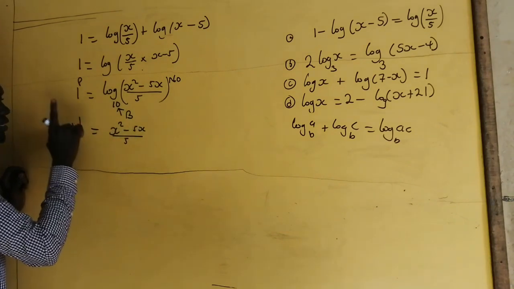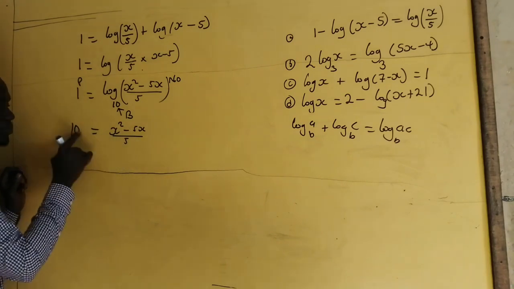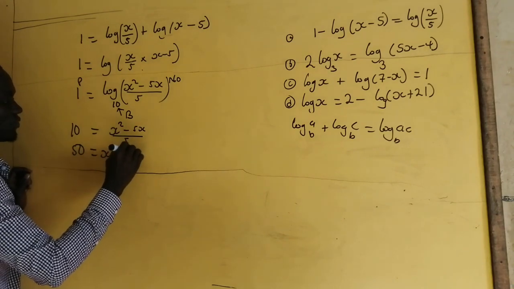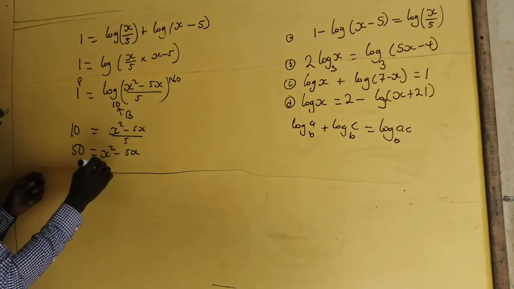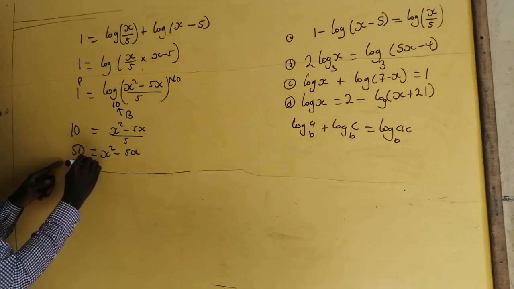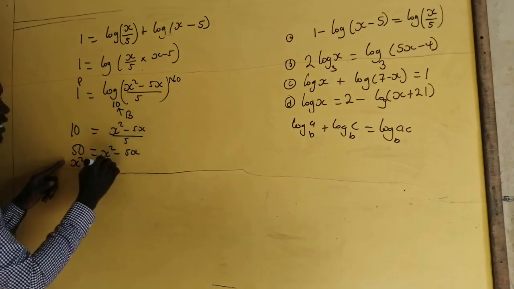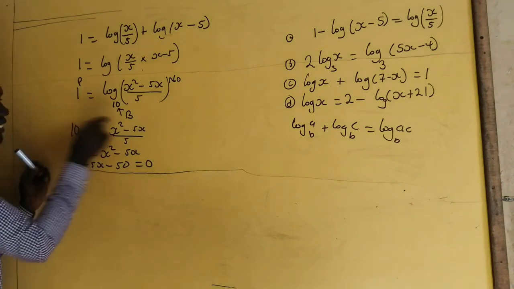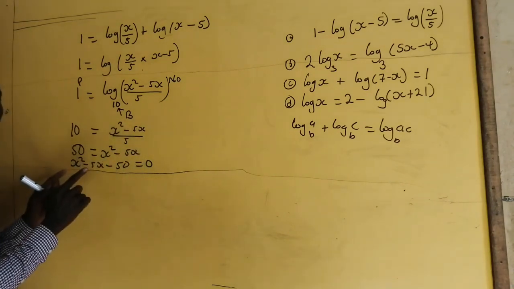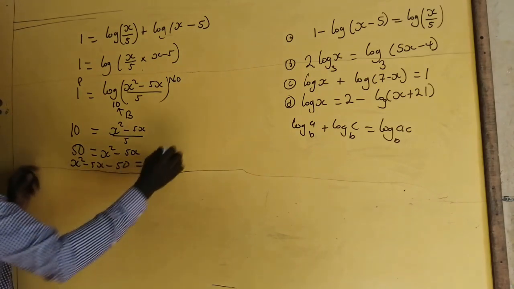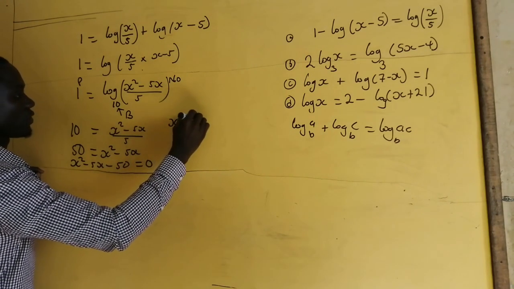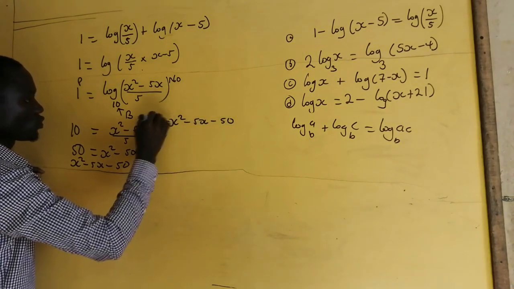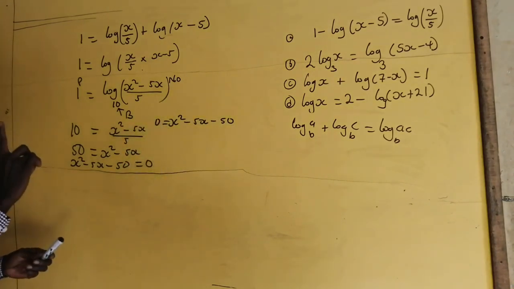10 to the power 1 is 10. So we multiply 2 by 5 to get 50 equal to x squared minus 5x. Now if we group like terms, we have x squared minus 5x. This 50 comes across, it becomes minus 50, equal to 0. Remember, I've sent the 50 here. That is very simple. Or I can write it as x squared minus 5x minus 50 equal to 0. The same thing. Take note of it.